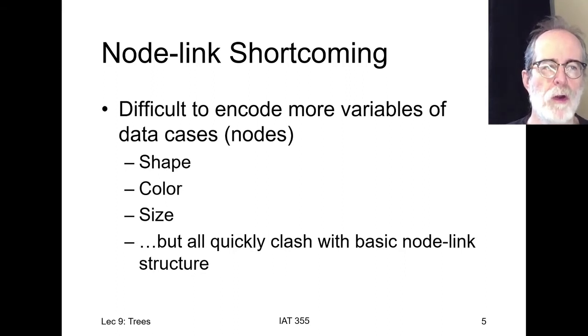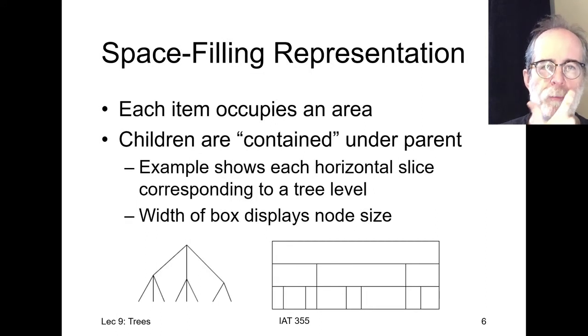So another approach is to essentially trade away the idea of representing nodes as individual blobs on the screen and instead represent nodes a little bit more succinctly as rectangular areas. And so let's show how that works. So the space filling representation, the concept here is that each item occupies a certain amount of area. And the example down below is a very simplified variation of that. What goes on is that each item represents an area and children are contained under a parent.